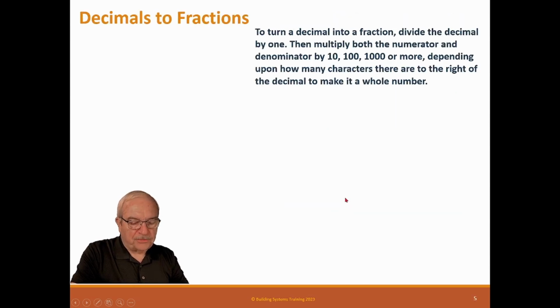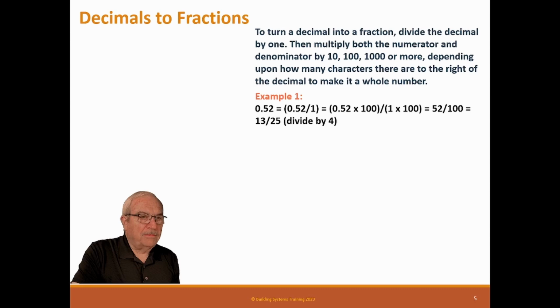Okay, decimals to fractions. Now going back the other way is a lot harder. There's no easy way to do this, so you just have to sort of suffer through this to get it. To turn a decimal into a fraction, divide the decimal by 1, then multiply both the numerator and the denominator by either 10, 100, 1,000, or more, depending on how many characters there are to the right of the decimal. Because what we need to do is get it to a whole number. So we make it bigger numbers to do that.